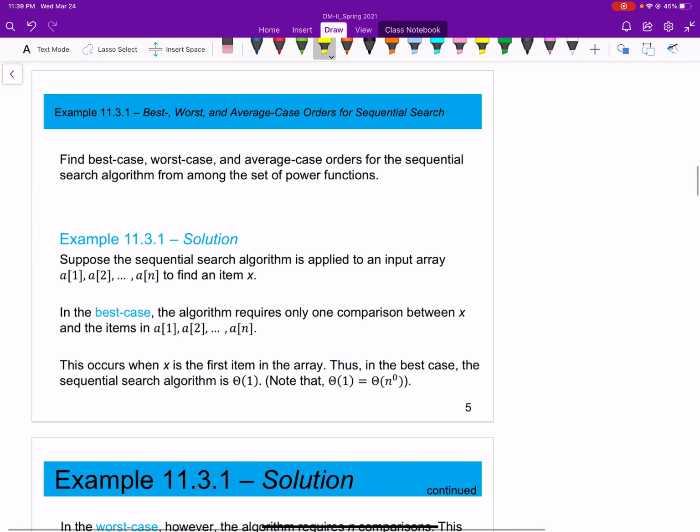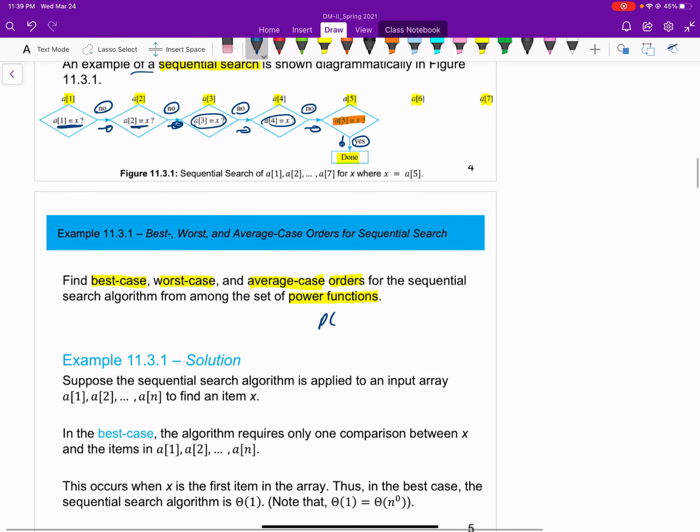All right, just go to the next slide. Find best case, worst case, average case orders for the sequential search algorithm from among the set of power functions. So you are using power functions here. All right, as you remember, power functions are like this.